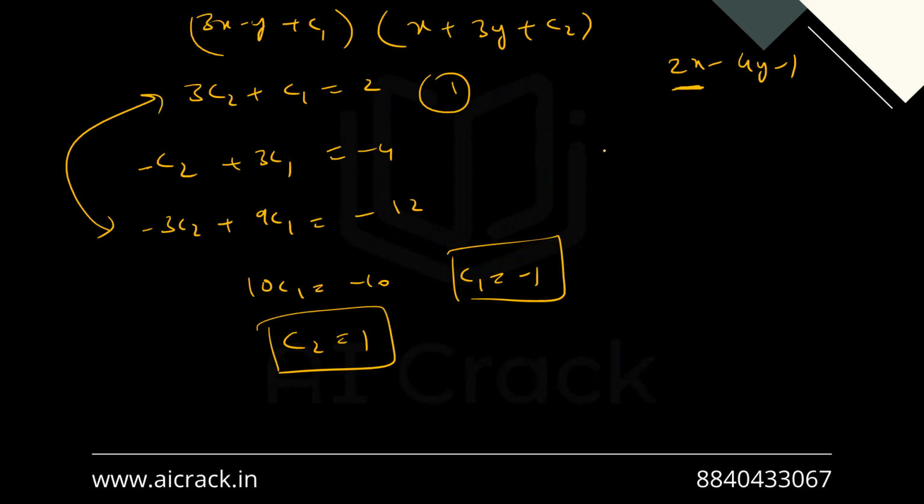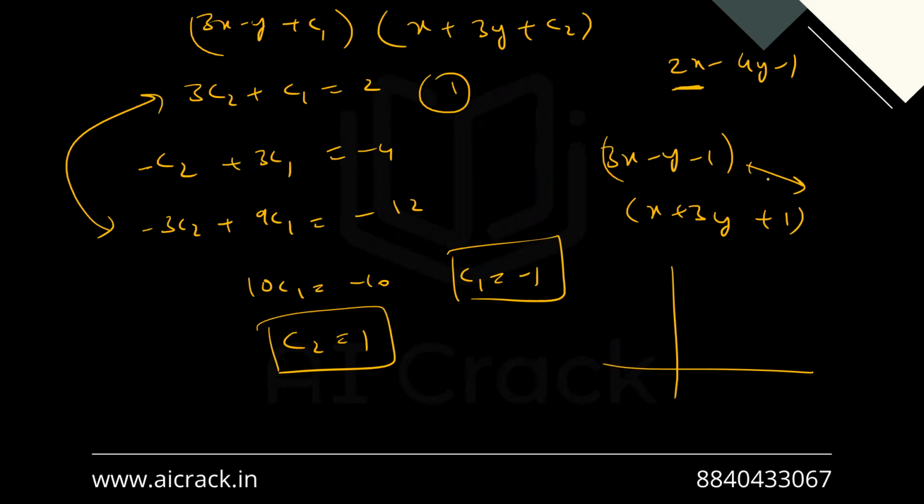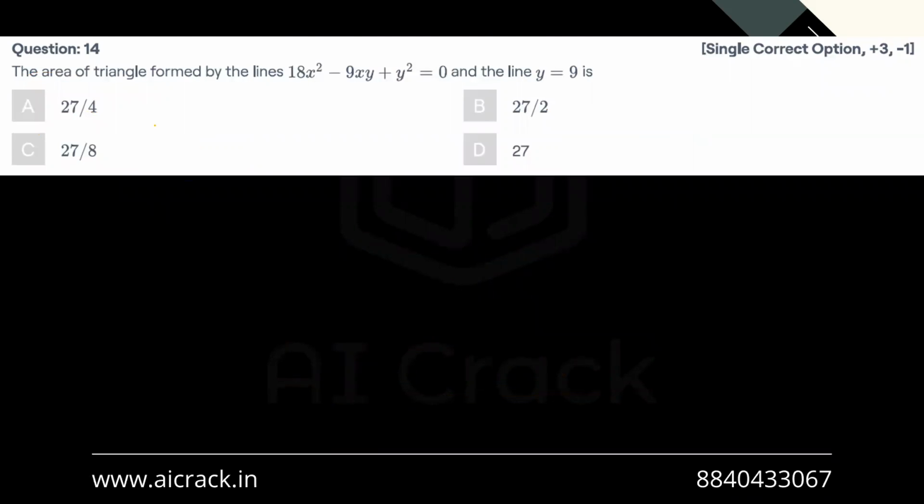Now we have got the equations 3x minus y plus minus 1, and the other equation would be x plus 3y plus 1. Now the basic method would be to find out the point of intersection of these two lines. We have got 4 lines and we can find out all the intersection points, and then we can find out the value of diagonals.